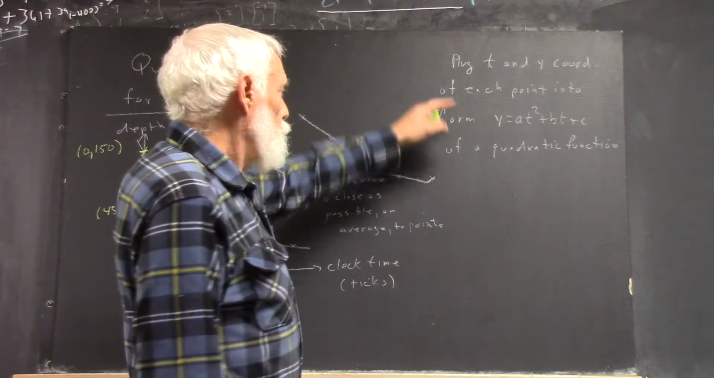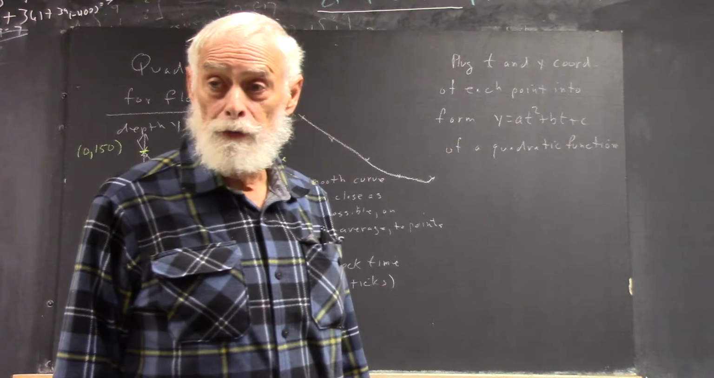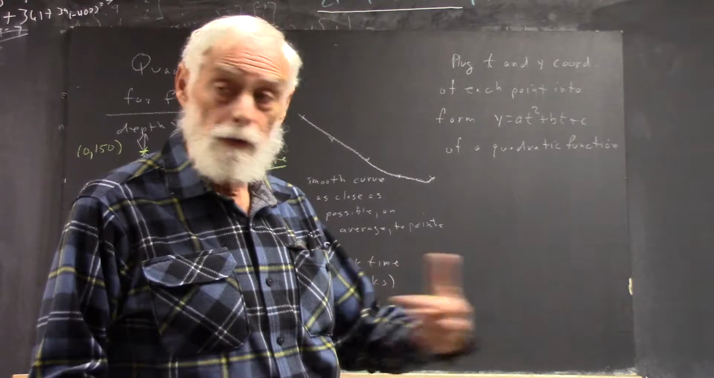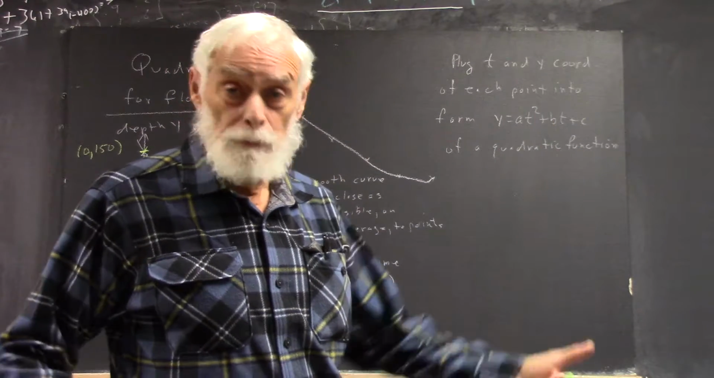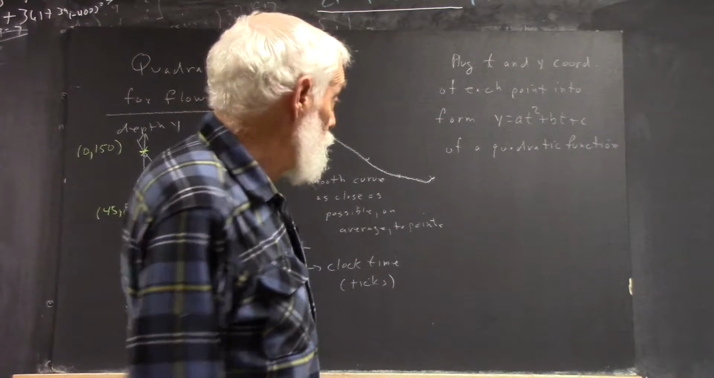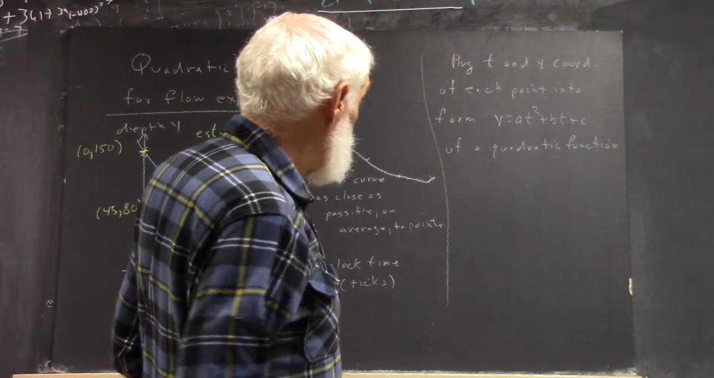Then you're going to plug your t and y coordinates of each point into this, which is a form of a quadratic function, right? And you're familiar with that. You know how to analyze, you know how to find the vertex, you know how to find slopes on intervals and all that stuff, right? Because you're pretty good at that. We're going to get better because we're going to analyze this thing, okay?